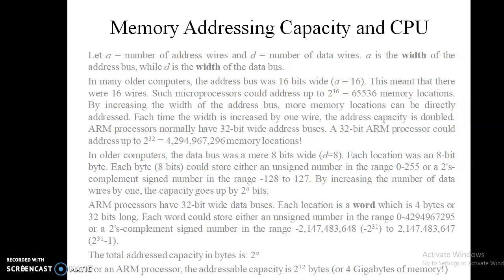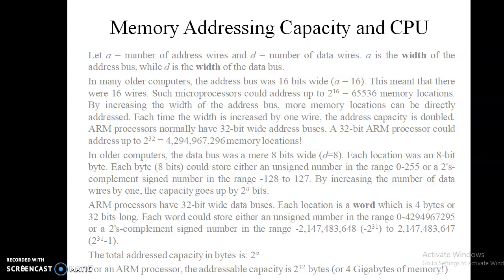bits to be carried. In many older computers, the address bus was 16 bits wide, A is equal to 16. This means that there are 16 wires. Such a microprocessor could address up to 2 power 16. Usually these are all powers of 2 only. 2 power 16 means 65,536 memory locations. If the memory addressing capacity of the CPU was 16, the processor could address up to 2 power 16, that is 65,536 memory locations.